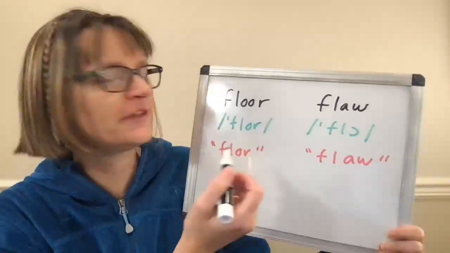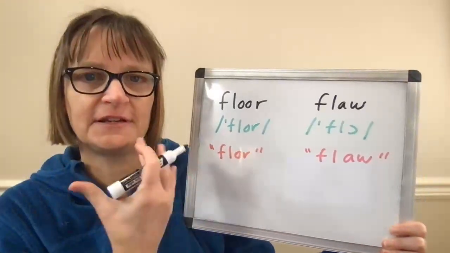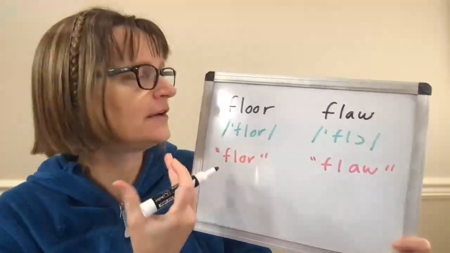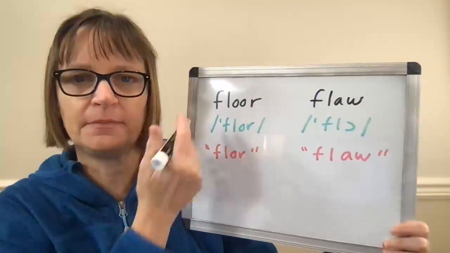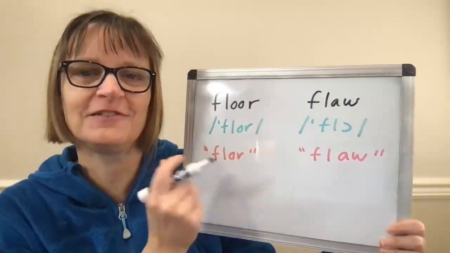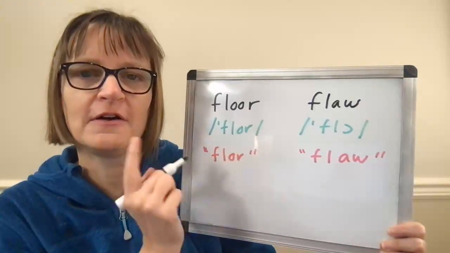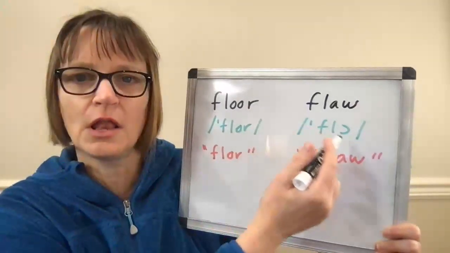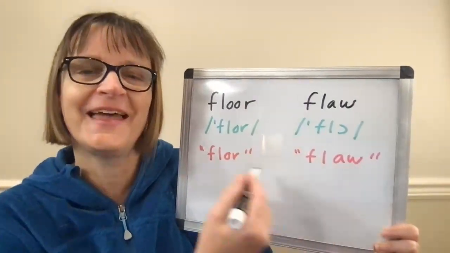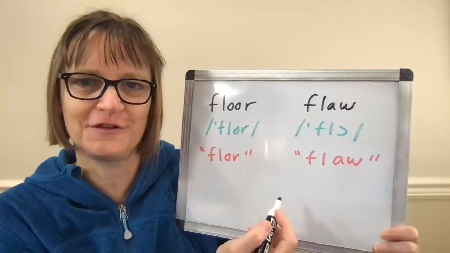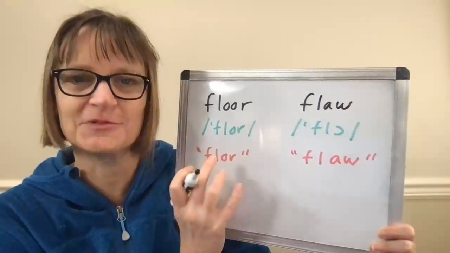They both begin with the fl blend, the L sound and the F sound. If that gives you trouble, start with just the L. For example, lower, floor, or law, flaw. And that may also help you with the difference between these two in terms of the or and the ah as well.